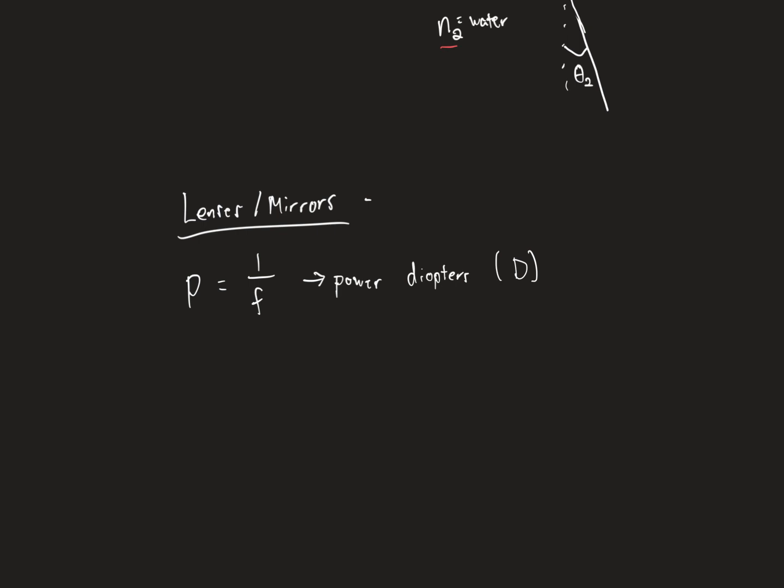Anybody do photography? Into photography? This comes into play in photography if you do that kind of stuff. So power is 1 over a focal length, and the focal length is where light is focused from a lens.